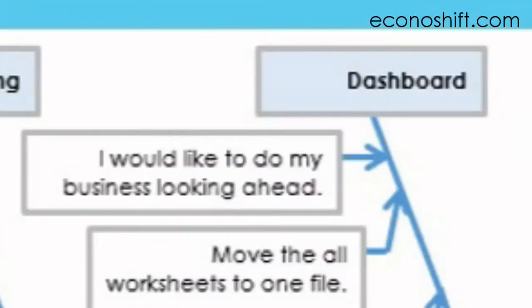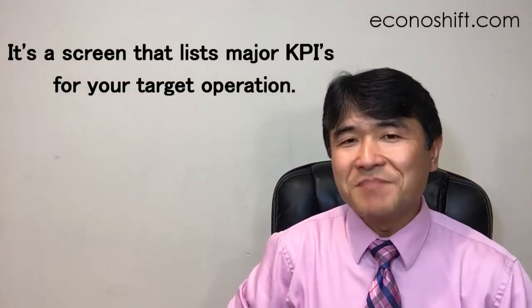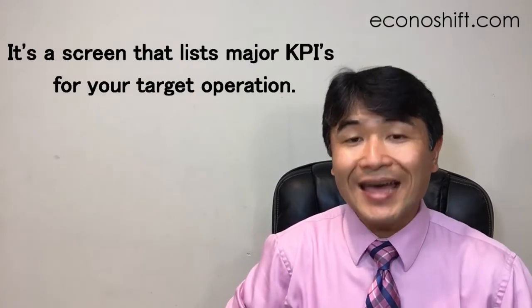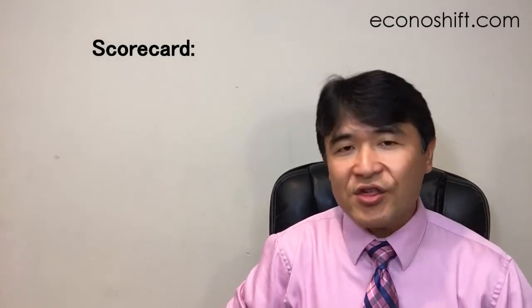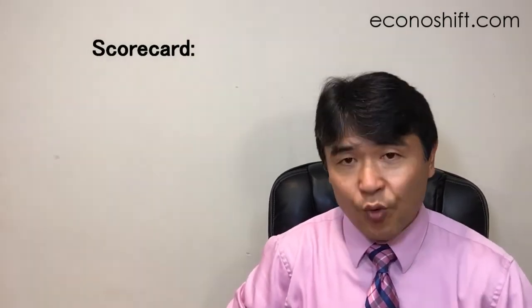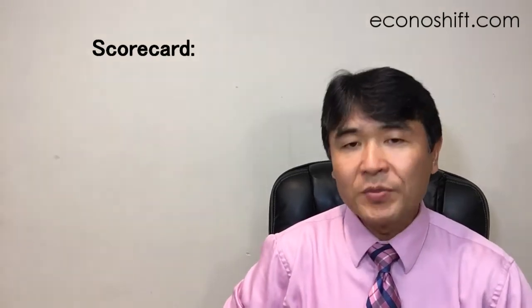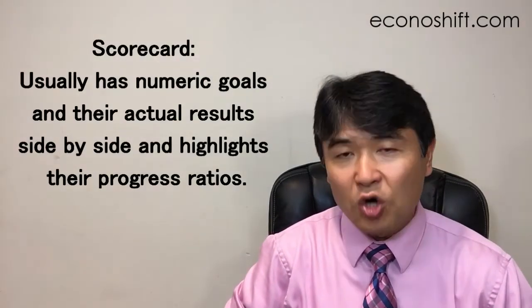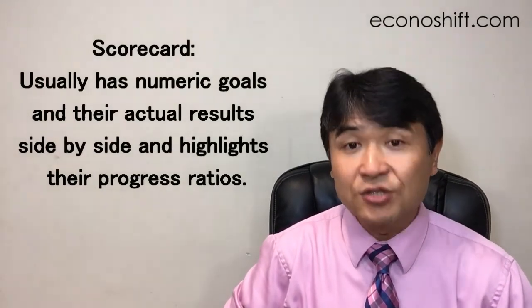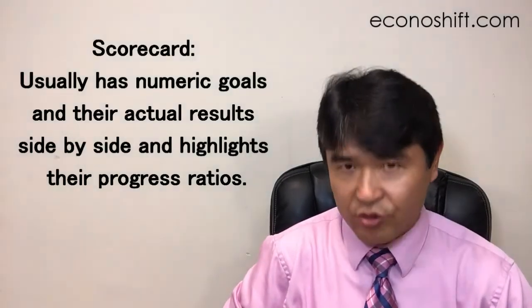The first category is the dashboard. It's a screen that lists major KPIs for your target operation, just like a car dashboard. By the way, scorecard is another word similar to dashboard. The purpose of both is similar as well, but the scorecard usually has numeric goals and their actual results side by side and highlights their progress ratios.